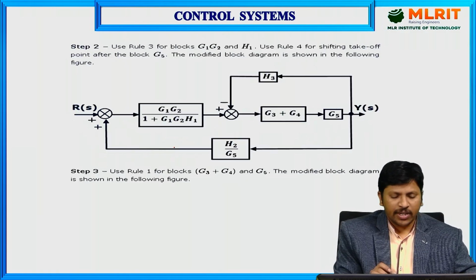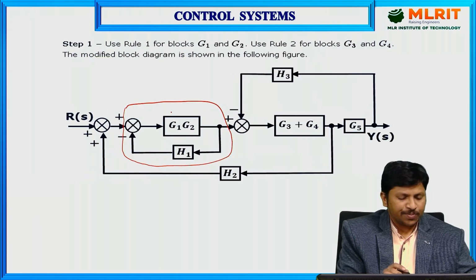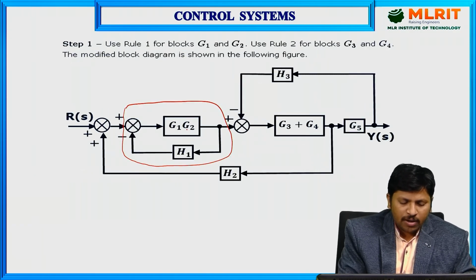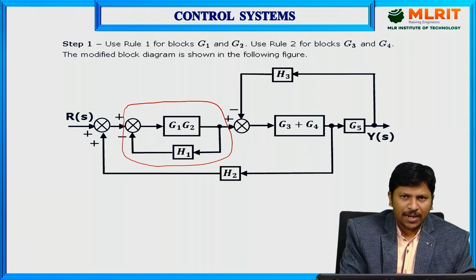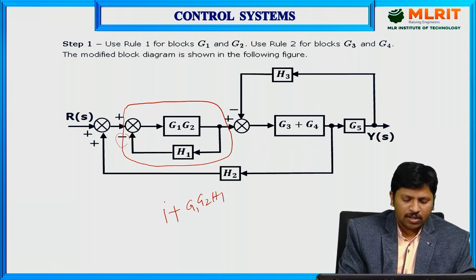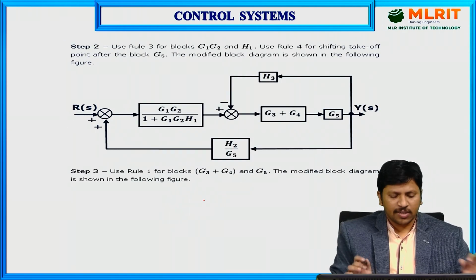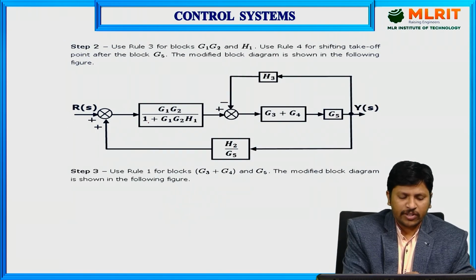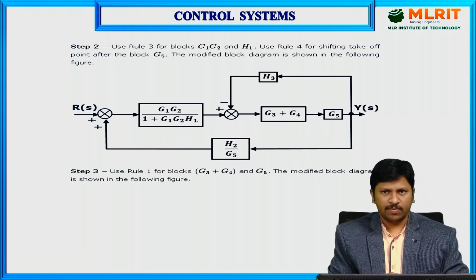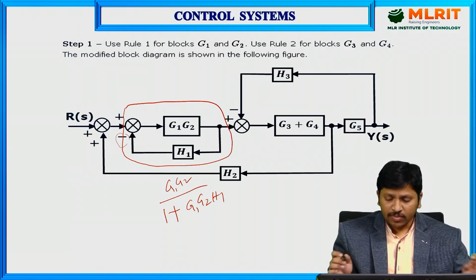Now finally we get G1 G2 divided by 1 plus G1 G2 H1. Here the minus is there, so finally we get 1 plus G1 G2 H1 in the denominator, and in the numerator G1 G2. See the next slide. Observe, G1 G2 divided by 1 plus G1 G2 H1, right? Next, one more thing.